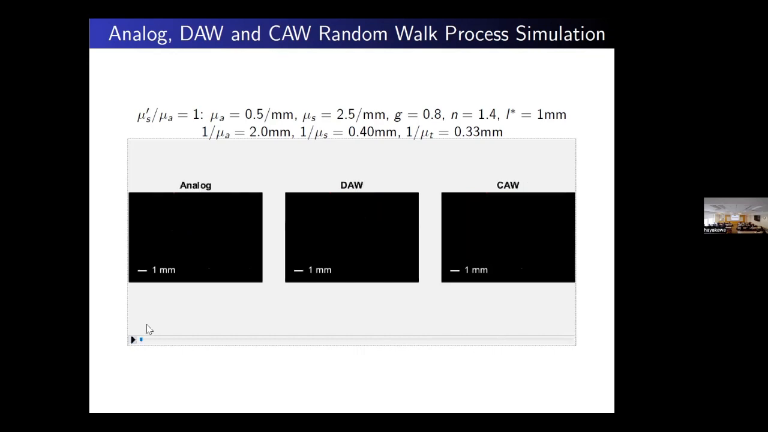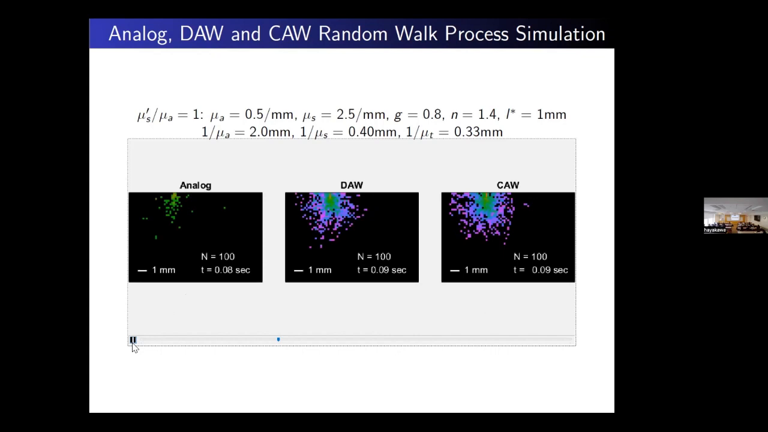And I do it again for now higher absorption, US prime over UA. These are the times that you need Monte Carlo. Diffusion is not going to work for you. So I'll just let this one roll.